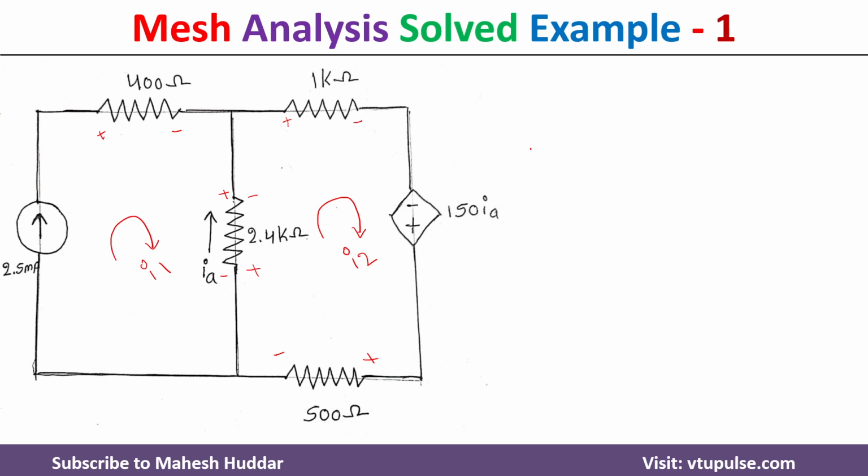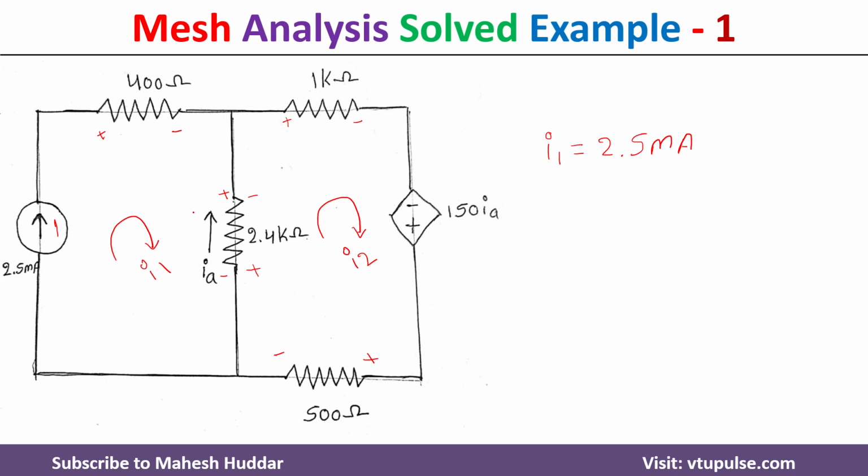Now we need to find the equation by using Kirchhoff's voltage law. For the first loop, already we know the current value, that is 2.5 milliampere. The direction of this current and I1 current both are same, so that we can conclude that I1 is equal to 2.5 milliampere.